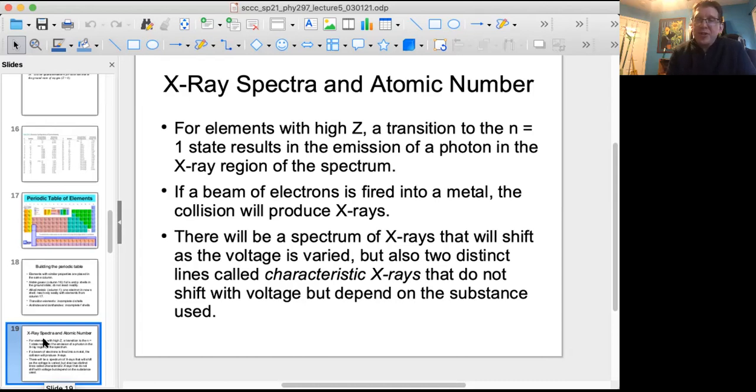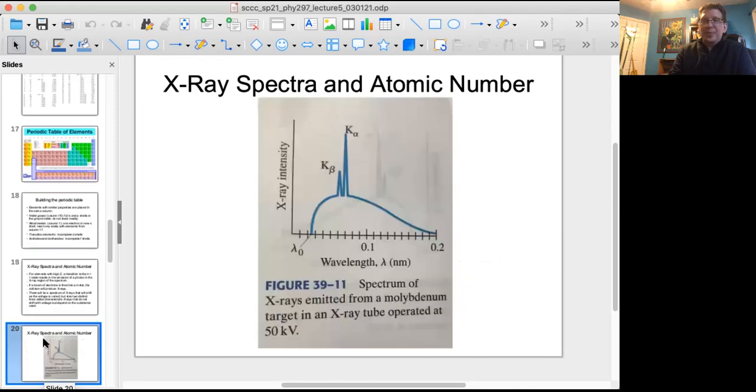And if a beam of electrons is fired into a metal, the collision will produce X-rays. There'll be a spectrum of X-rays that will shift as the voltage is varied. So you have this continuous spectrum that depends on the energy of the electron beam, basically. But also two distinct lines called characteristic X-rays that do not shift with voltage, but depend on the substance used.